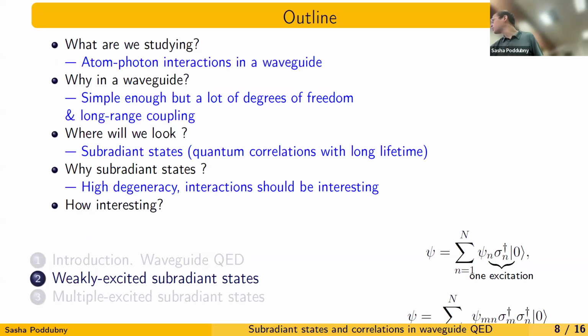I will start with the simplest case, where you have either only one excitation in the system, or just two excitations in the system. One excitation in the system, we even kind of discussed this polaritonic.